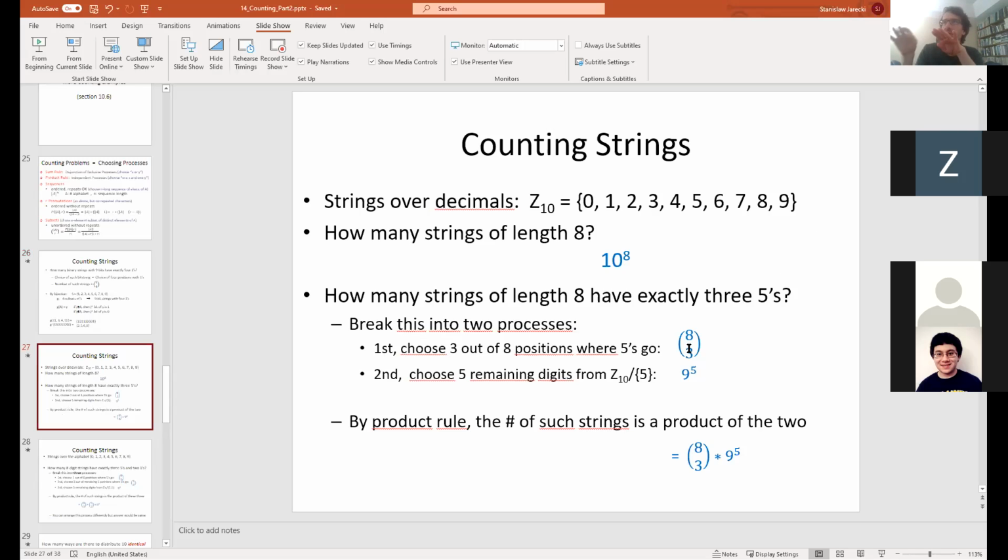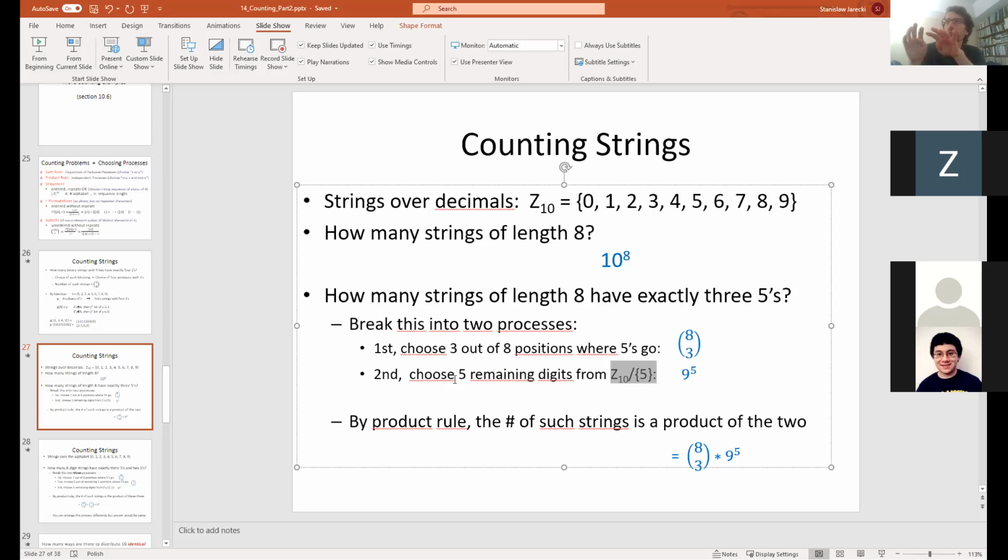And now I set my 5s into these. The second process is different. It chooses all the remaining characters, of which there are 5, without constraints, except for one constraint, which is that they can no longer be 5. Because the 5s were set, the string has to have exactly 3 5s. So all the rest cannot be 5. So I just choose now from a reduced alphabet, Z10 with the 5 kicked out. This is the set difference.